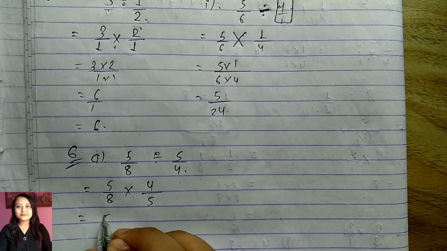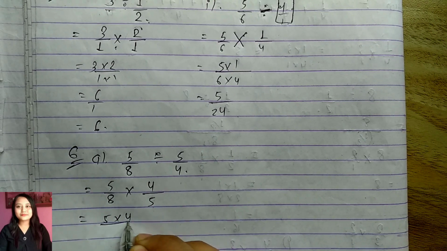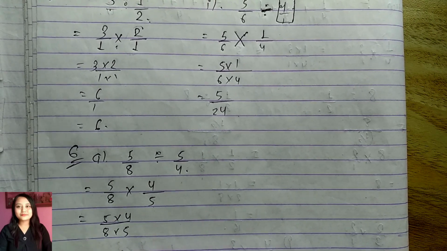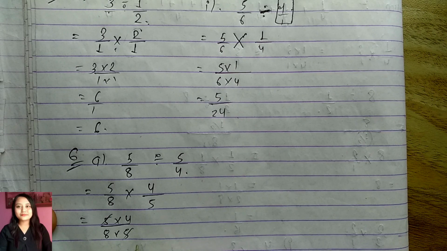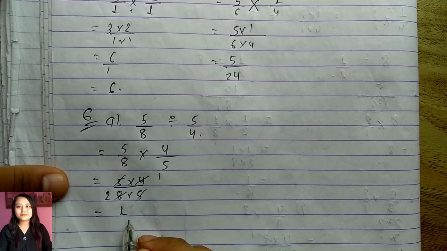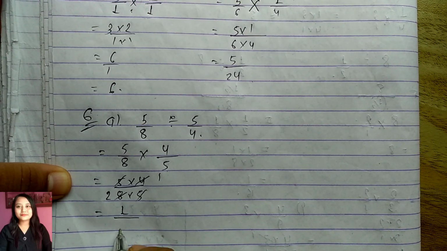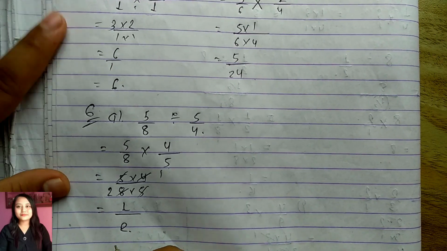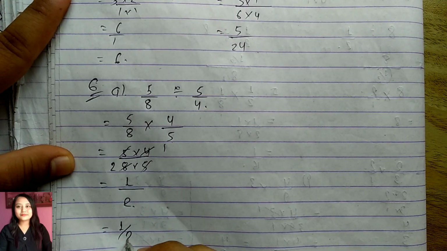Now we multiply 5 into 4 upon 8 into 5. Now this 5 and 5 will be cancelled out, and 4 1s are 4, 4 2s are 8. So the remaining numerator is 1 and the remaining denominator is 2. So the final answer is 1 by 2. The final fraction is 1 by 2.